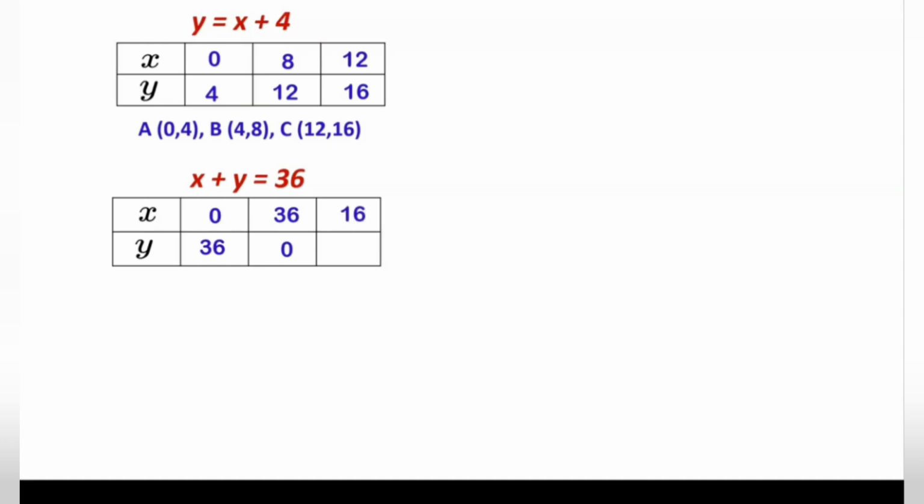Next, take x is equal to 16. 16 plus what is 36? You check. 16 plus 20 gives you 36. So the points to be plotted are (0, 36), (36, 0) and (16, 20).